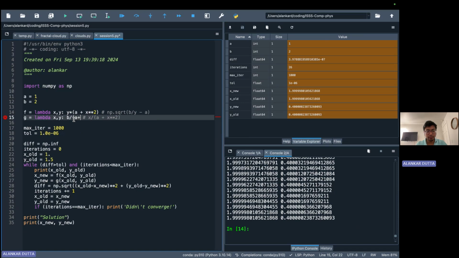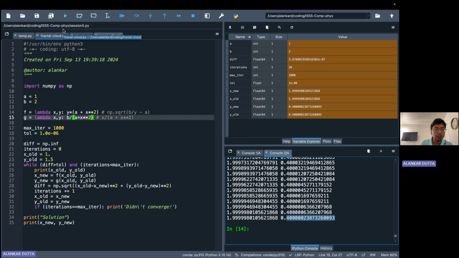a plus x square. And although, as you know, for this specific case this equation is analytically solvable, we already know that x equals 2, because x equals b for a equals 1 and b equals 2. We know that y equals 2 by 5, and x equals 2 is the solution. So we are definitely converging to the right one, where this is close to 2 and this is close to 2 by 5. Right.